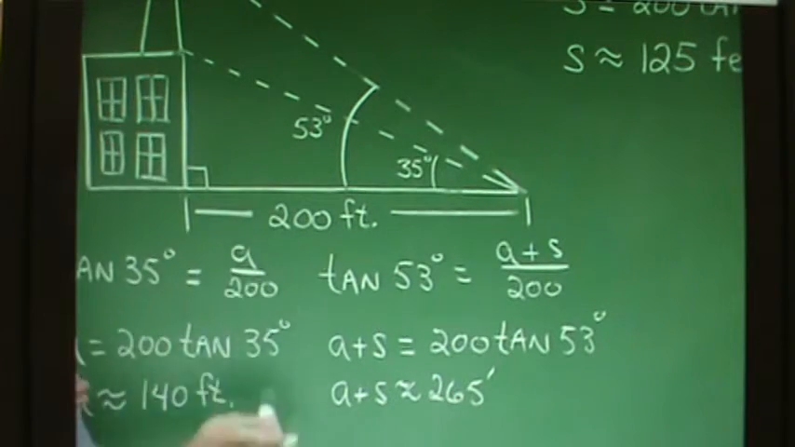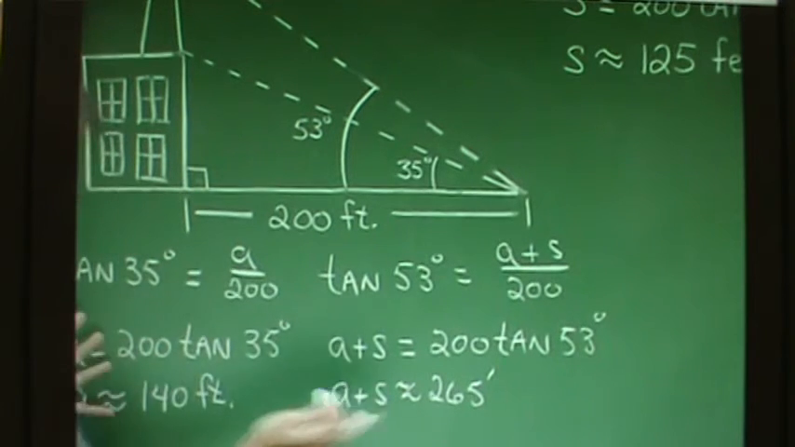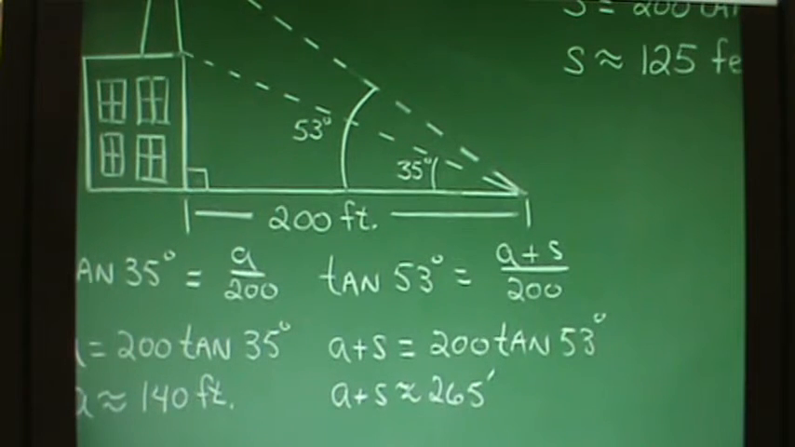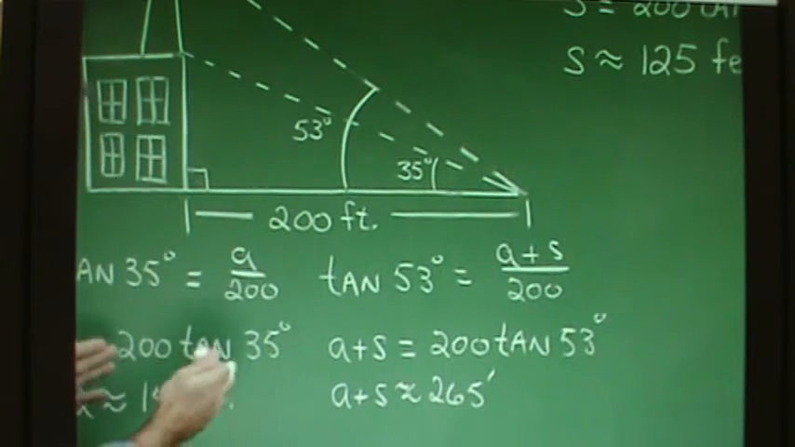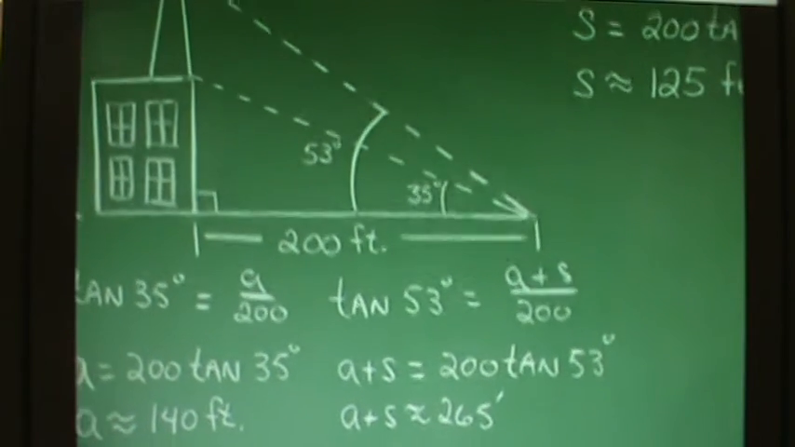Now the idea is to take the difference between these two. The difference between these two, as you can see, is approximately, I think it's 125 feet. 125 feet approximately is the height of the smokestack.